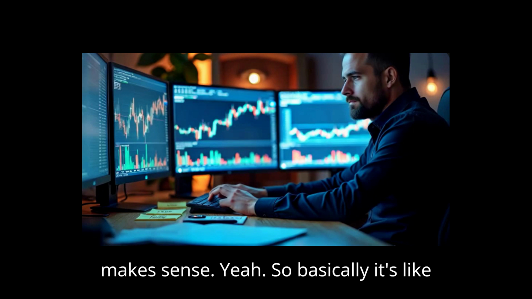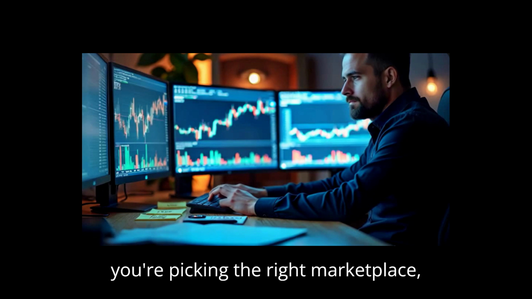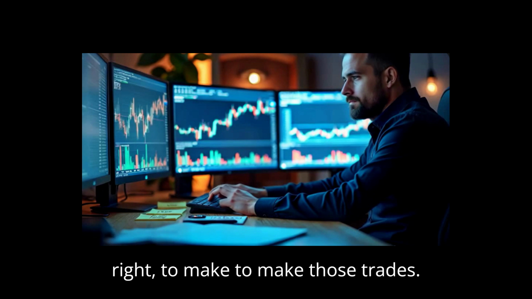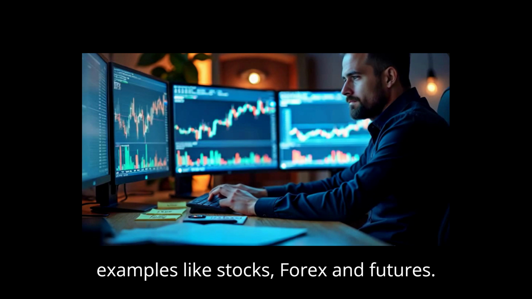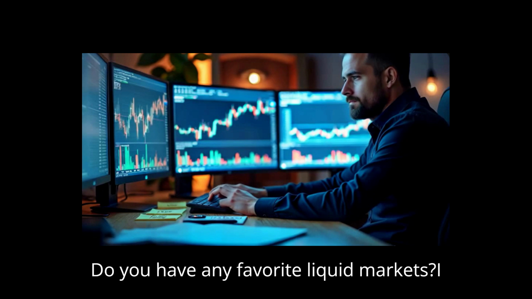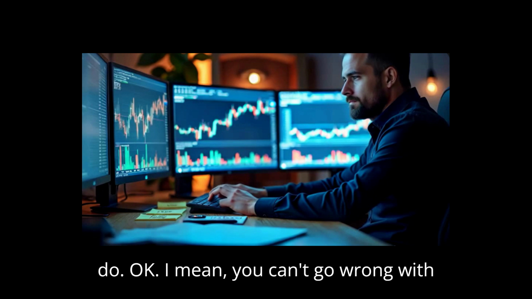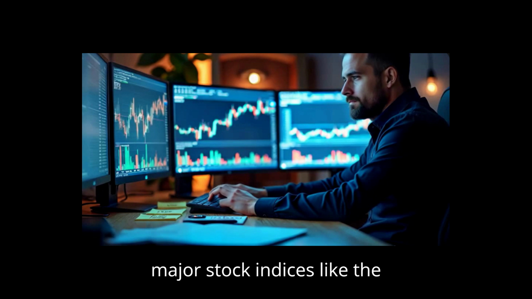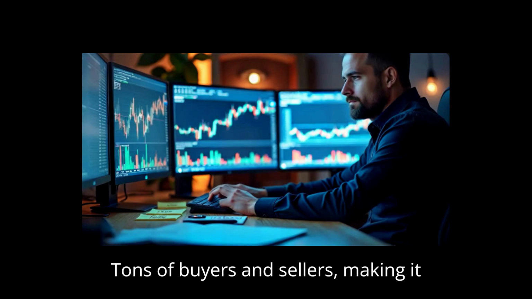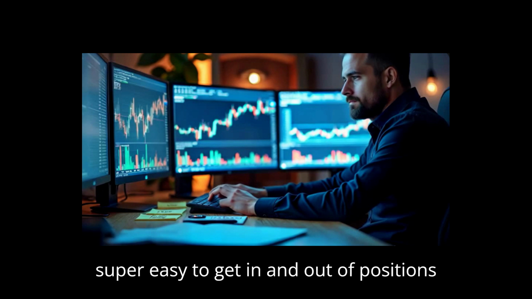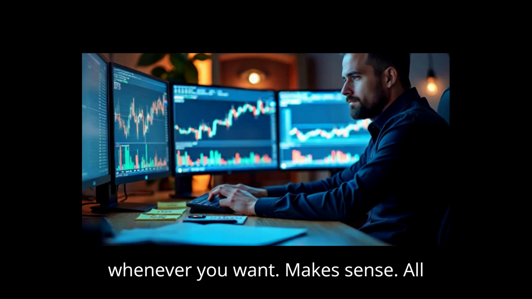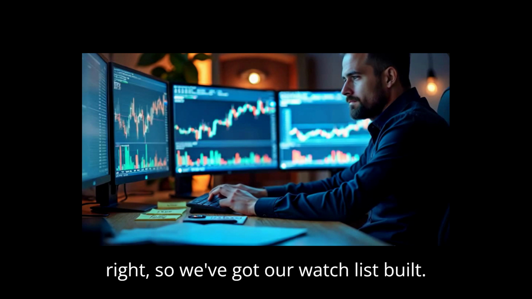Okay, that makes sense. So basically it's like you're picking the right marketplace to make those trades. Exactly. The guide mentions a few examples like stocks, forex, and futures. Do you have any favorite liquid markets? I do. You can't go wrong with major stock indices like the S&P 500 or the NASDAQ. Tons of buyers and sellers, making it super easy to get in and out of positions whenever you want. Makes sense. All right, so we've got our watch list built.